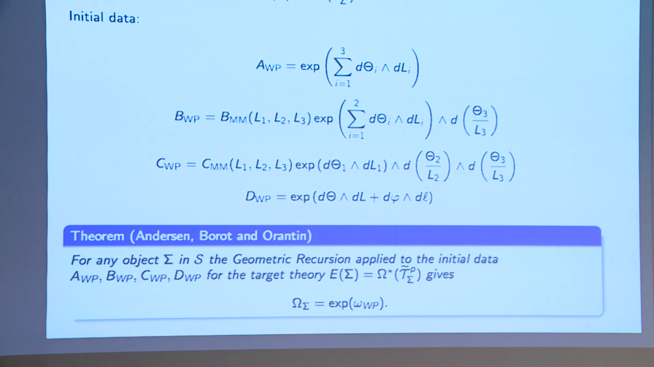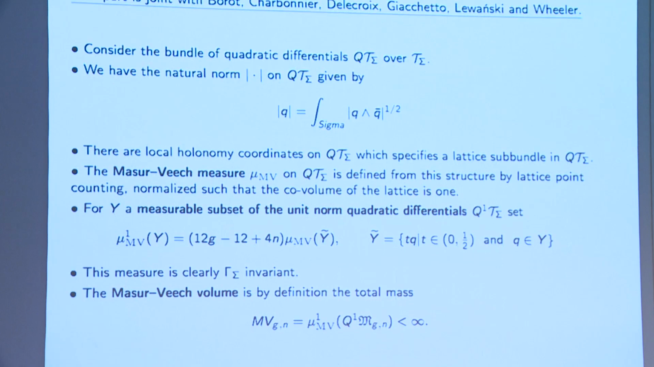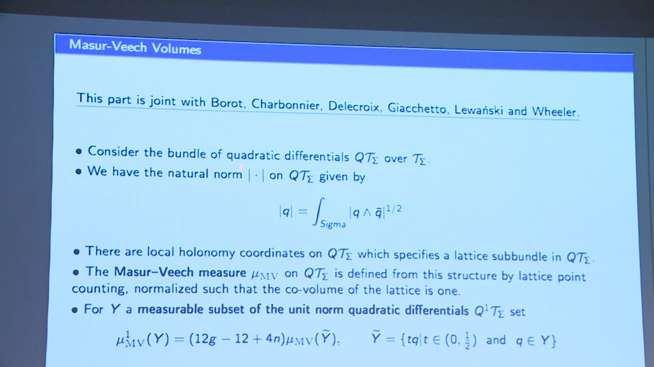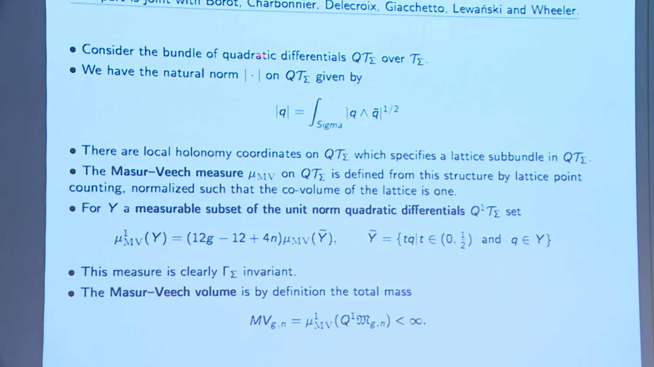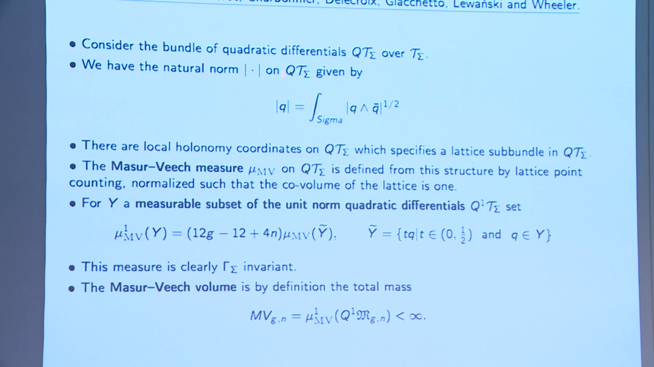Okay, now we can also work on Masur-Veech volumes. So this is some rather recent results with these gentlemen here. We've just put a paper on the archive a couple of weeks ago. And so now you consider the bundle of quadratic differentials over Teichmüller space. Of course, this guy has a natural norm, which is just take Q wedge Q bar and take a square root of the absolute value of that, integrated over sigma. There should have been that sigma there, but okay.